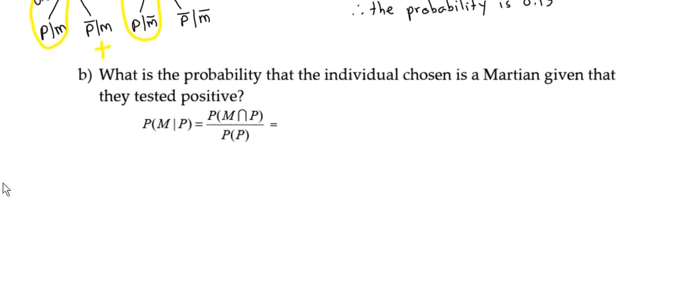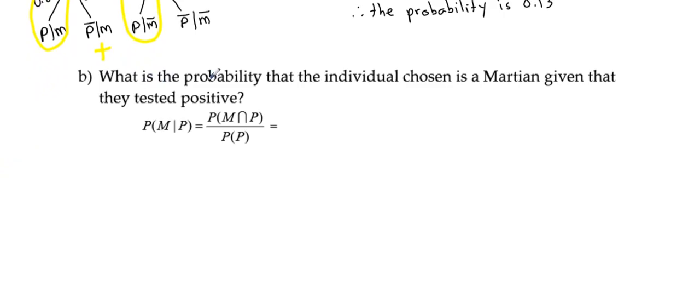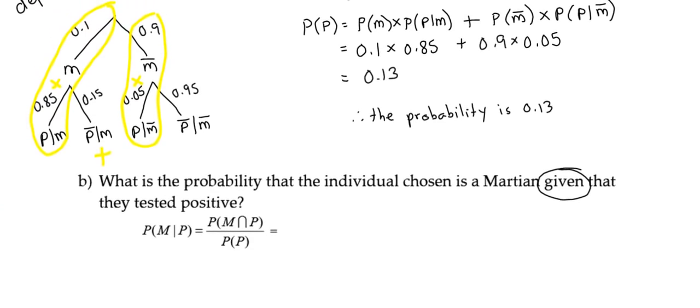Now, in this case, this is a conditional question. What is the probability that the individual chosen is a Martian given that they tested positive? So this means if the test showed that they were positive for being a Martian, what's the probability that they actually are a Martian? So if you take a look at your tree diagram, remember the formula for conditional probability. So the probability of being a Martian given that you tested positive is the probability of being a Martian and testing positive divided by the probability of testing positive.